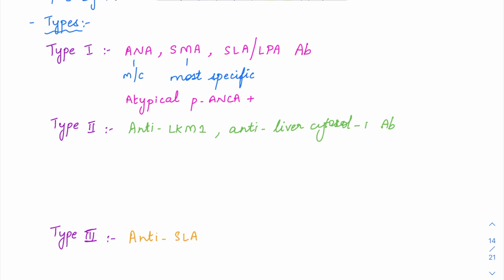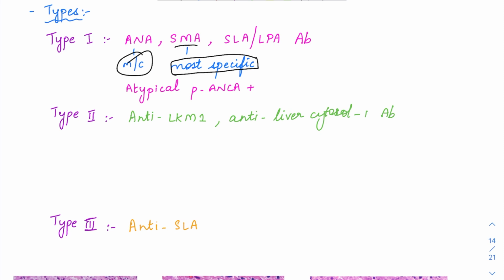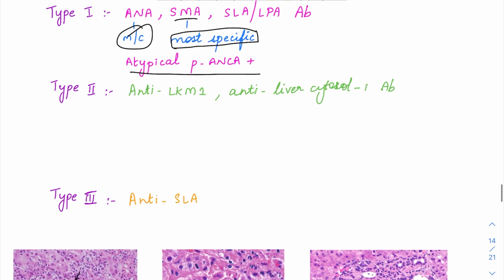So in type 1 autoimmune hepatitis, there are going to be anti-nuclear antibodies, which is the most common antibody. Then we'll have antibodies directed against smooth muscle actin. So SMA antibodies are there, and that is the most specific antibody here. And other than that, we also have soluble liver antigen or liver pancreas antigen antibody. So this can also be seen in type 1. Other than that, we can have atypical P-ANCA as well. Okay, so these four antibodies are going to be present in type 1.